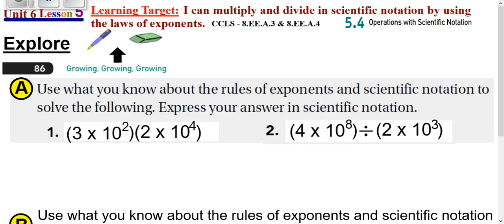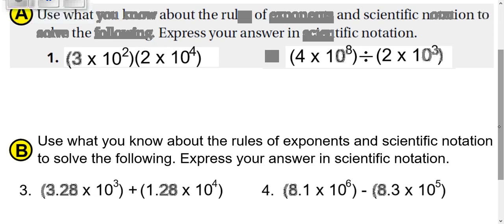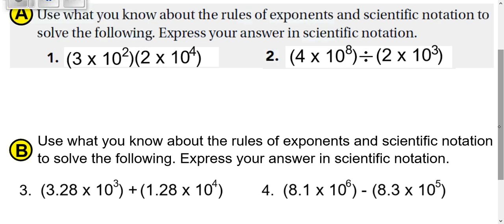All right. So go ahead, use what you know about exponents and your calculator to do all four problems, and we'll be back with the answers. Just press pause right now.